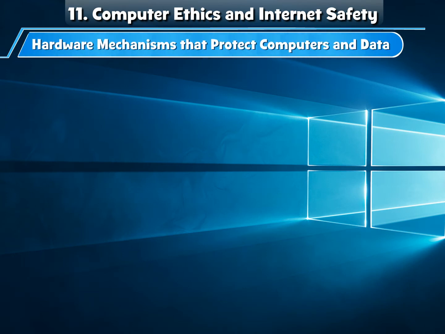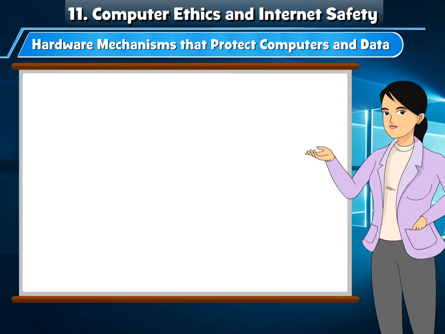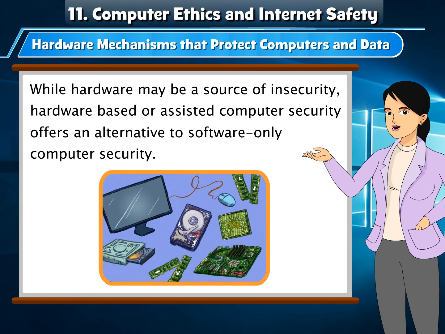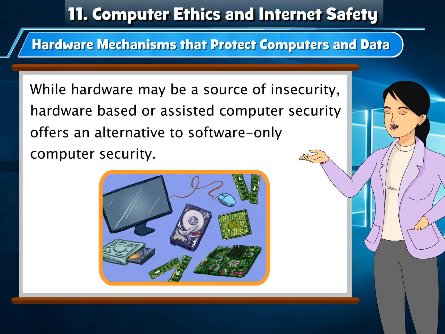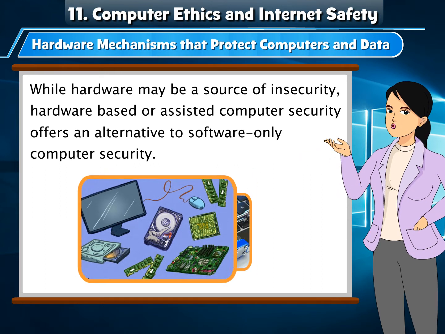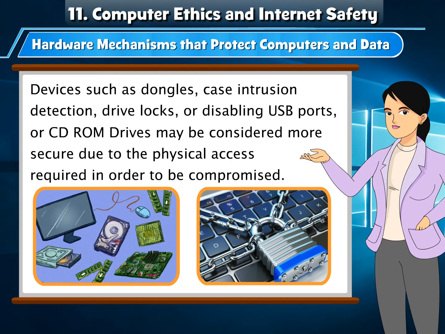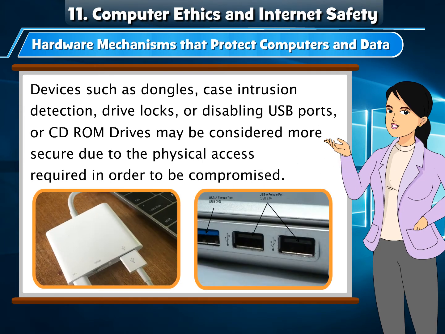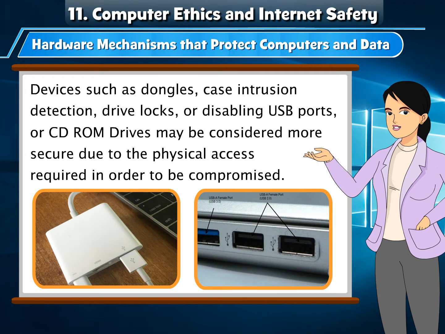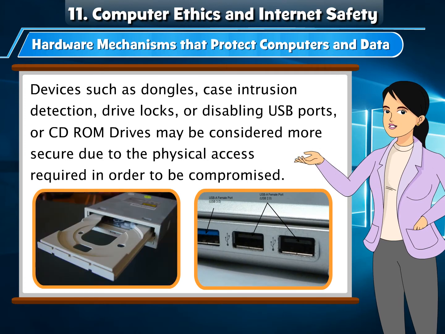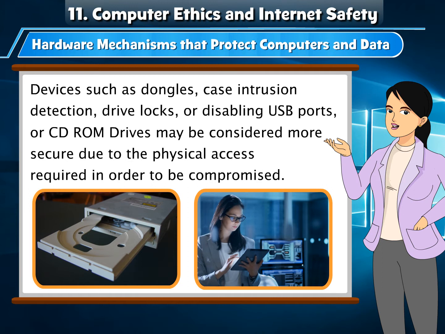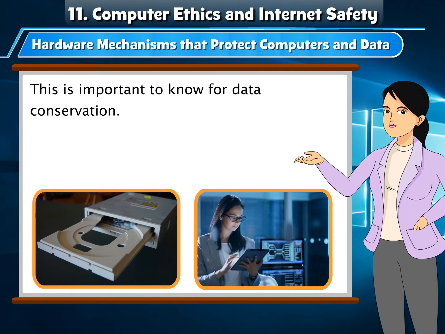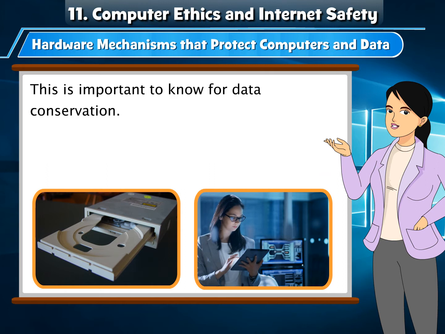Hardware mechanisms that protect computers and data. While hardware may be a source of insecurity, hardware-based or assisted computer security offers an alternative to software-only computer security. Devices such as dongles, case intrusion detection, drive locks, or disabling USB ports or CD-ROM drives may be considered more secure due to the physical access required in order to be compromised. This is important to know for data conservation.